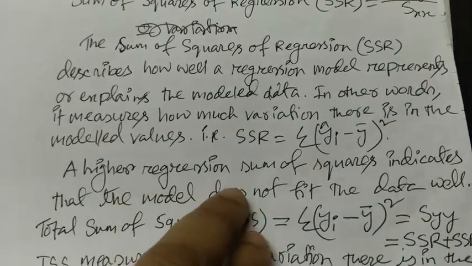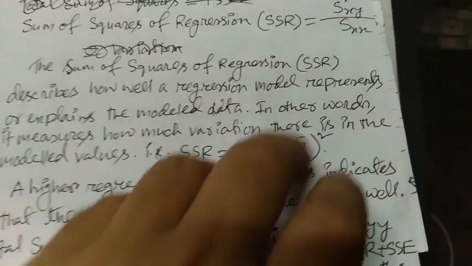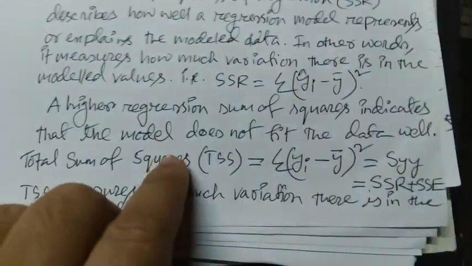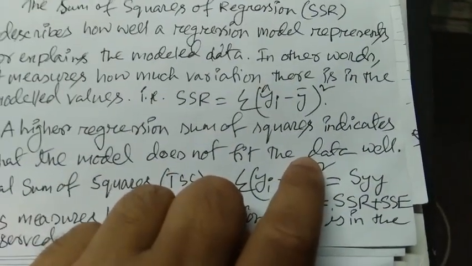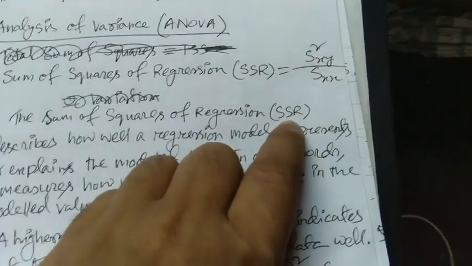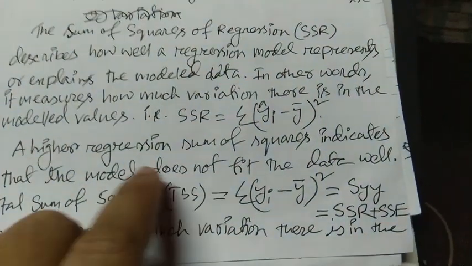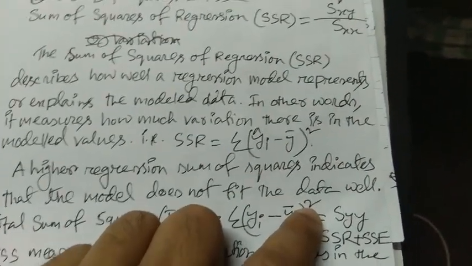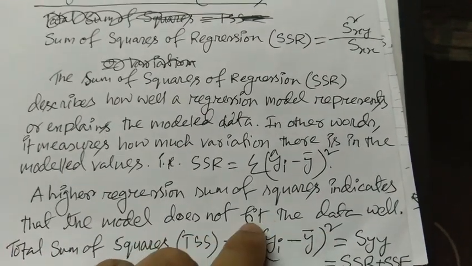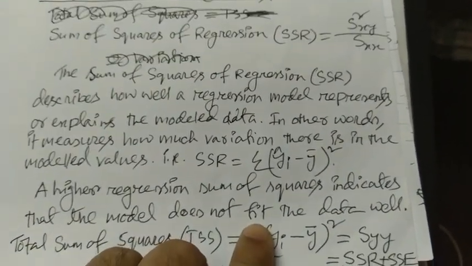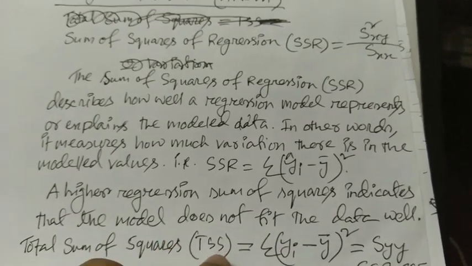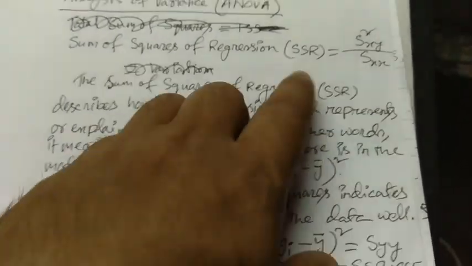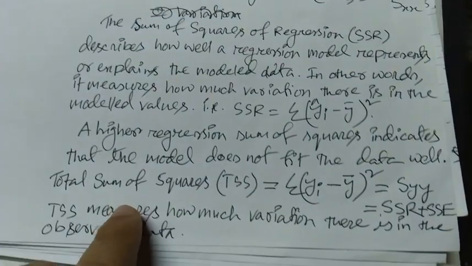A higher regression sum of squares, that means a higher value of SSR, indicates that the model does not fit the data well. That means the actual data we have and the fitted model do not fit well. That means the model is not good enough to describe the data. So a higher value of SSR is not good.